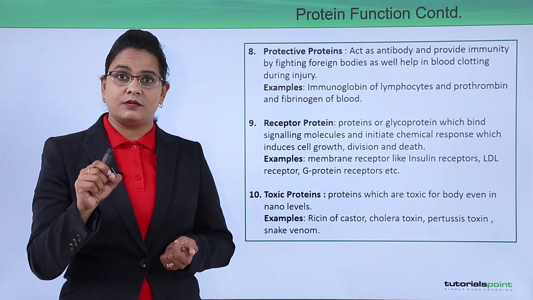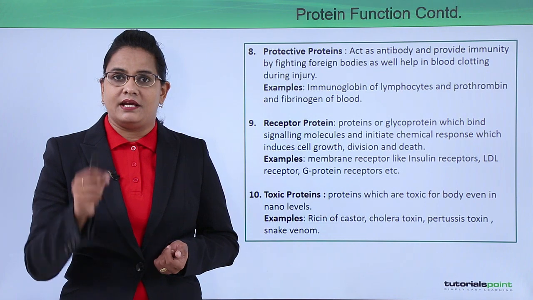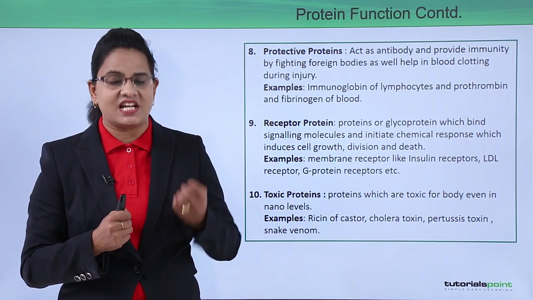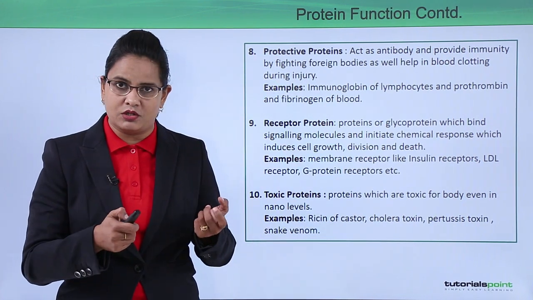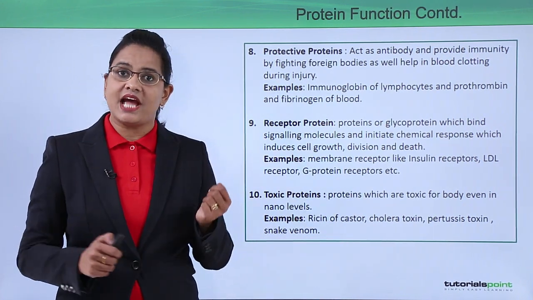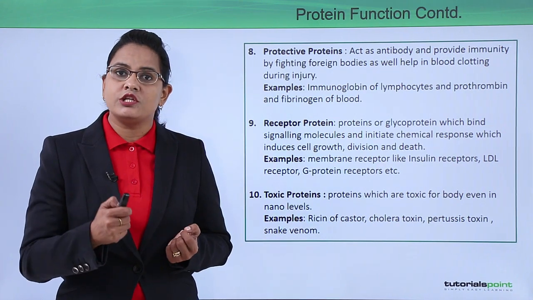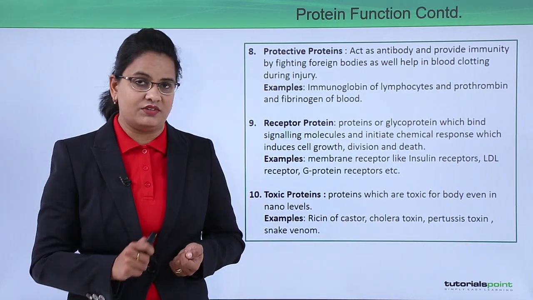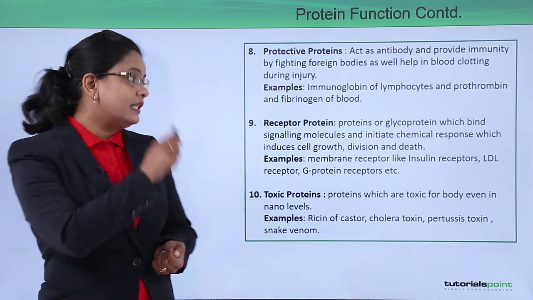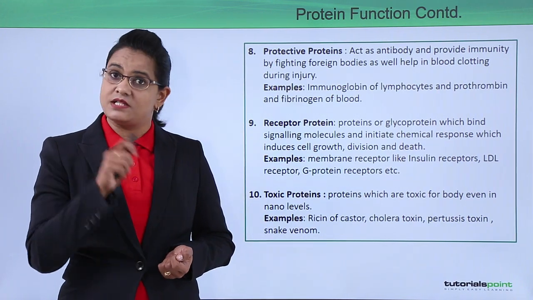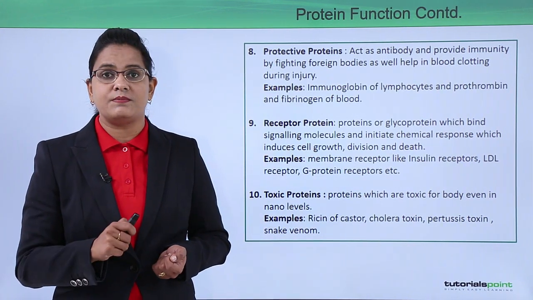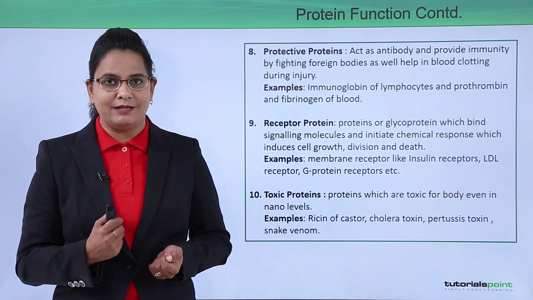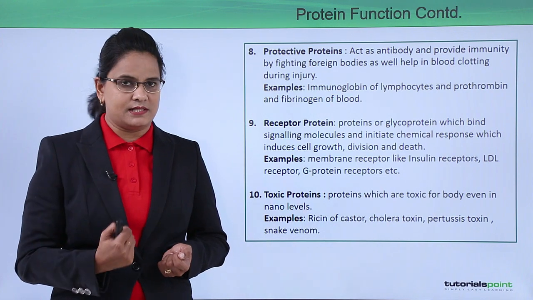Next is receptor proteins. Now on the cell membrane there are certain proteins which receive signals from the signaling molecules, that is the chemical messengers. They can be hormones also. They follow a series of reactions inside the cell which is responsible for either growth of the body, division of the cell, and also sometimes death of the cell. So the G proteins, the membrane receptors like LDL receptors, insulin receptors, G protein receptors, cyclic AMP, all of these are signaling molecules and some of them are proteins in nature.